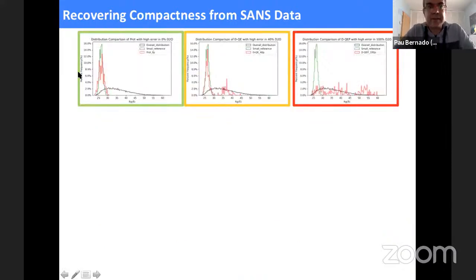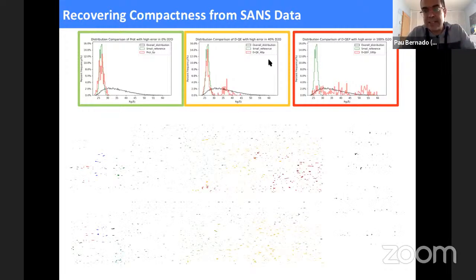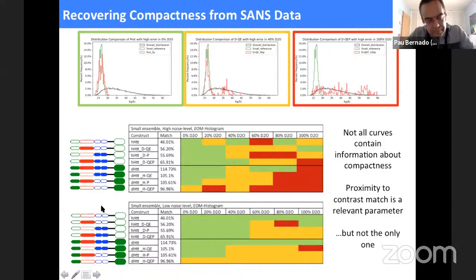For instance, we have the scenario in which we can recover this. In red, we recover the distribution of radius of gyration, meaning that the information is there and through EOM we can get it. We have scenarios in which you get essentially the information, but you still have some artifacts. And you have scenarios in which you don't see anything. This is a scenario that you don't want, because there is no information about the overall shape of your system. We did that for all the systems. You have the matrices there for all the deuteration patterns and buffer conditions, at two levels of noise: a high noise, meaning a low quality SANS data set, and a high signal to noise, so a good and excellent SANS curve, let's say.